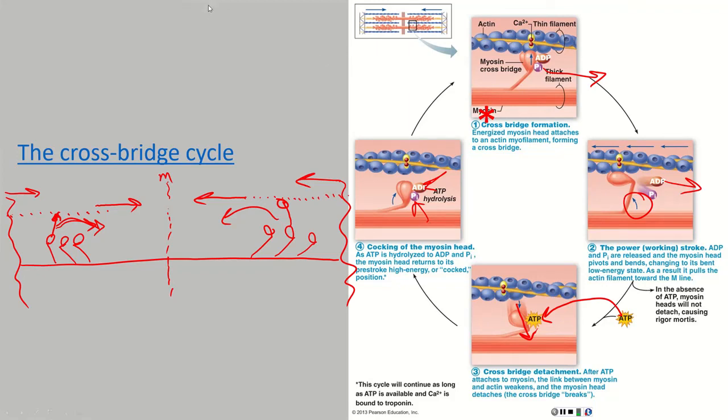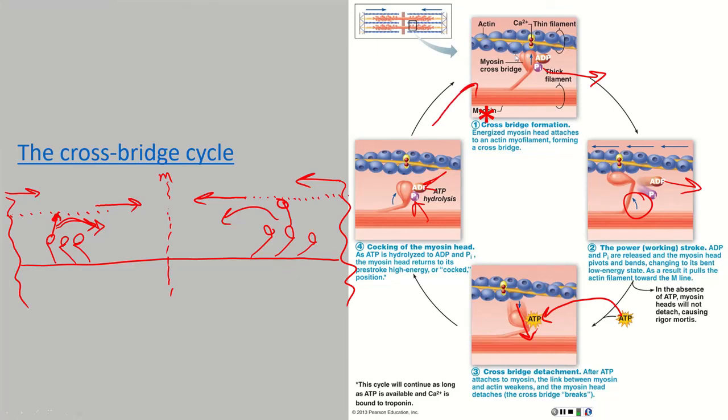Now, as long as a motor neuron is still sending action potentials, then calcium will still be present inside of a cell. And if calcium is still present inside this muscle cell, then calcium is still attached to the troponin, which means the tropomyosin is pulled out of the way and the active sites are still exposed. If that's the case, then we continue to go through this.